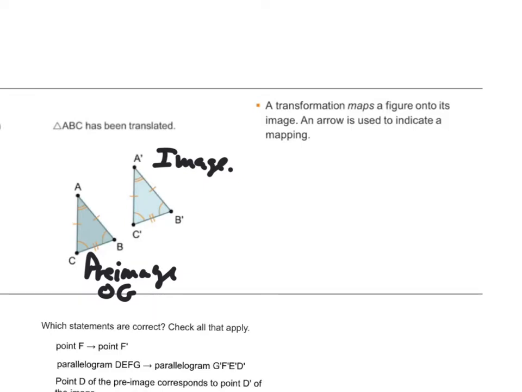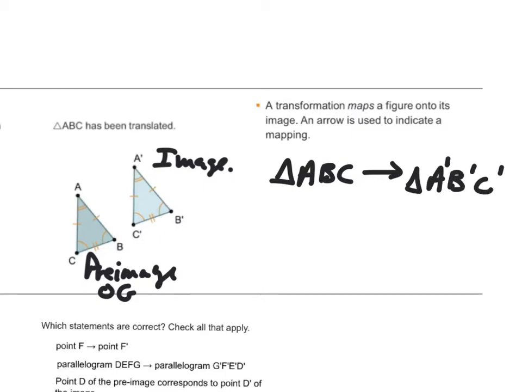All right, and I kind of use this idea here. It says a transformation maps a figure onto its image. So what we could say is that we've got triangle ABC, and that is mapped, and we say the word map, going from one to the other. The arrow indicates a map to triangle A prime, B prime, and C prime. And so this is the notation that we would use to show a transformation.